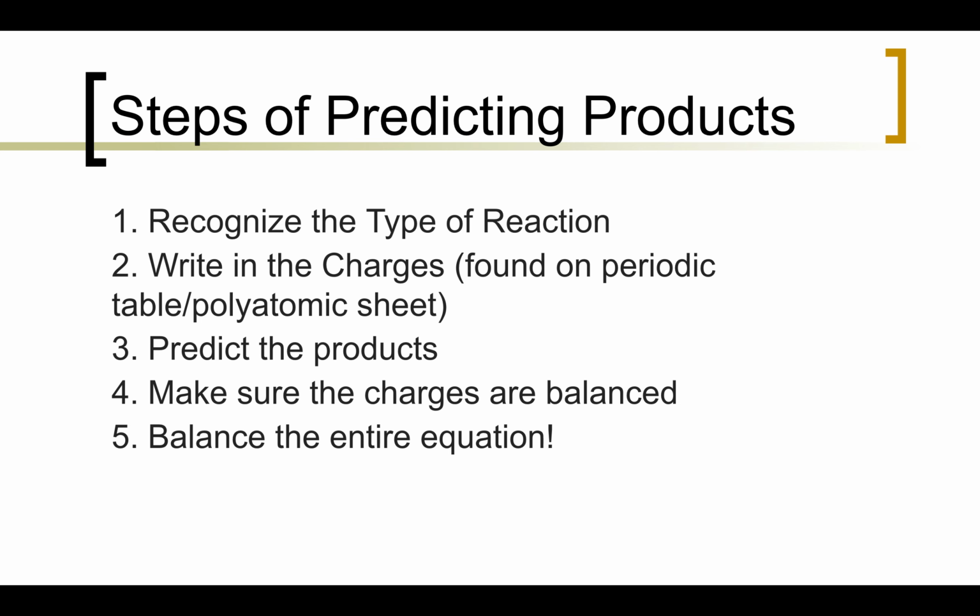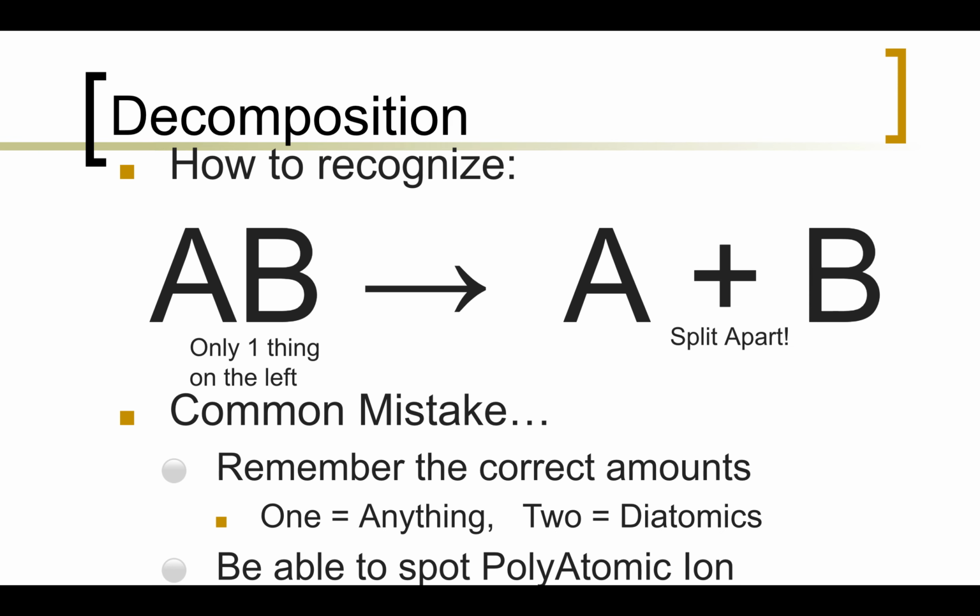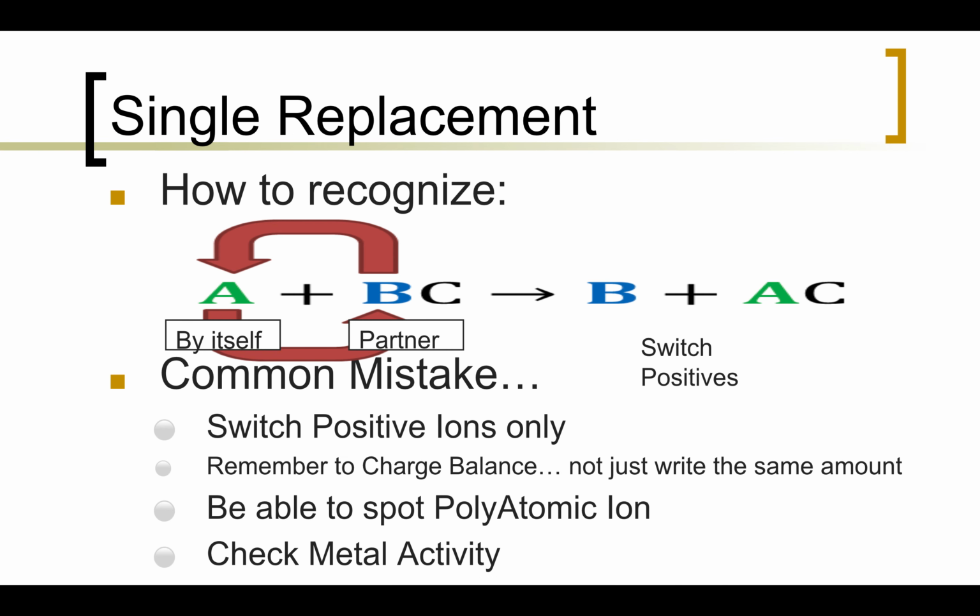We're recognizing the type of reaction. We're going to write in the charges. We're going to predict the products. We're going to make sure the charges are balanced. And then we're going to balance the entire equation. So we're just going to skip through what we learned the other day, and we're back to our single replacement reactions.